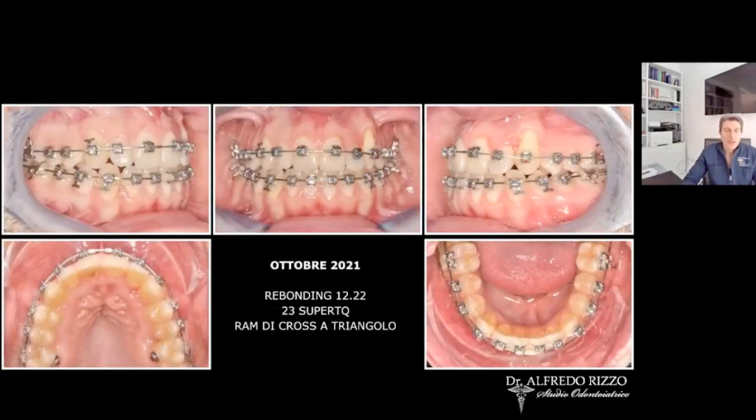And in October, I decided to rebond 1.2 and 2.2. I have put a super torque bracket on 2.3 in order to improve its position, as well as the position of the root, whereas 2.2 still has a very negative torque. The elastics are still worn, despite the alignment of the dental arches and the correction of the inclination. I still need the elastics in order to prevent lingual inclination of the teeth.